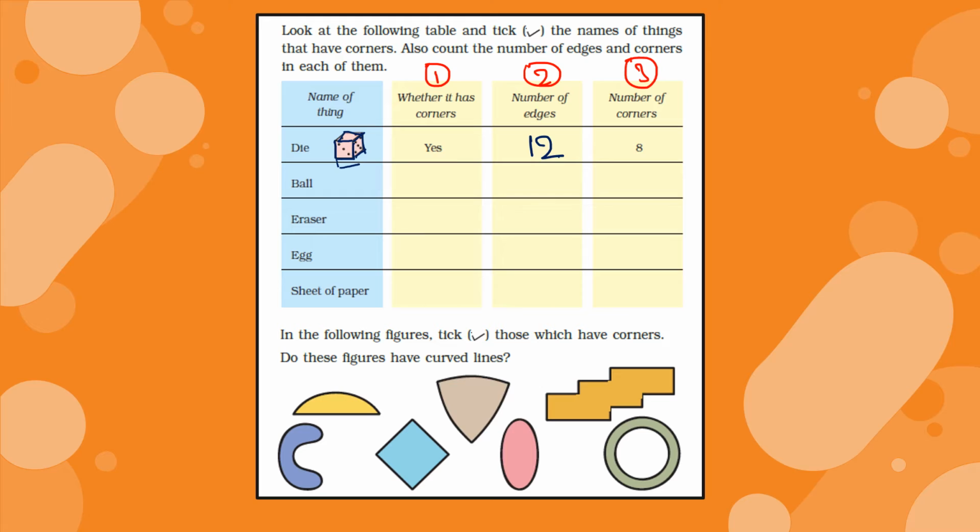A ball, whether it has corners? No. Number of edges, if we talk about circular, 1. If we talk about straight, no, 0.